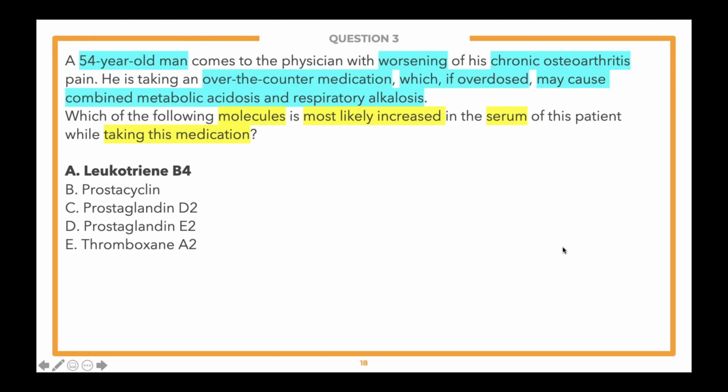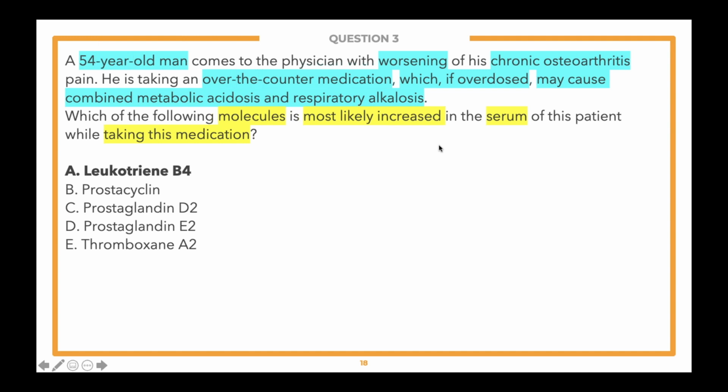So great job, guys, with this question. So what are we talking about here? What is that over-the-counter medication? Well, it is actually likely aspirin, okay? If you guys remember, aspirin, if overdosed, can cause both a combined respiratory alkalosis and metabolic acidosis.